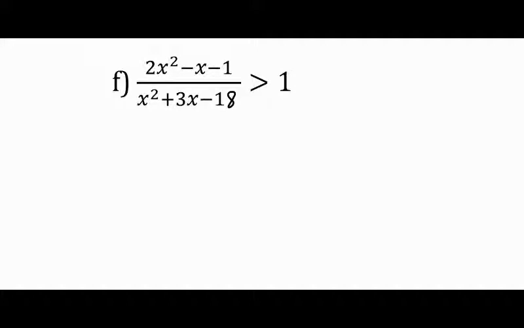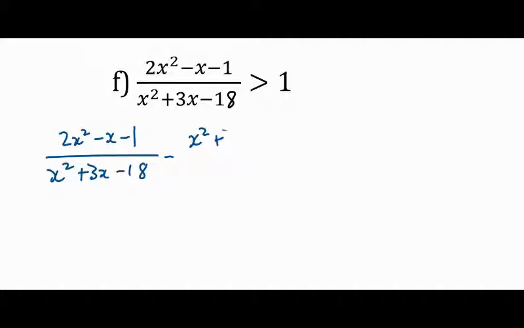What do I have to do here? Move the 1 over. Common denominator. So watch, I'm going to go 2x squared minus x minus 1 over x squared plus, and we're going to have to factor. Do we need to factor yet? Not really. So I moved the 1 over and turned it into the denominator over itself, so it's still 1, but I have a common denominator.